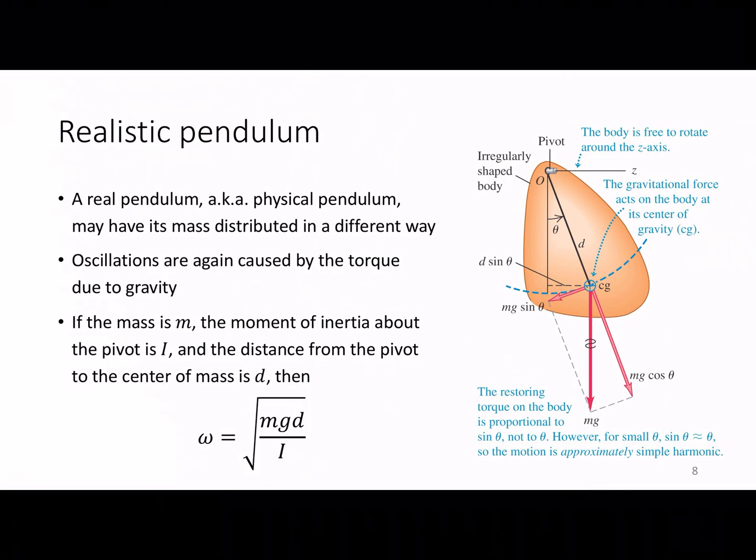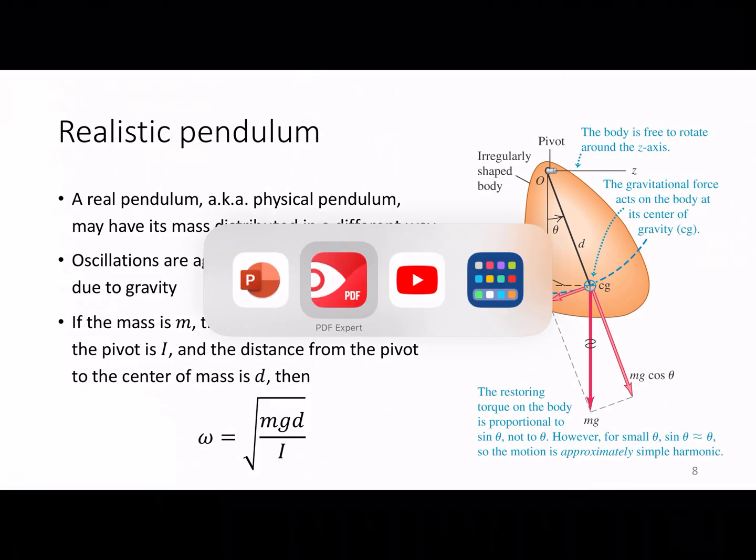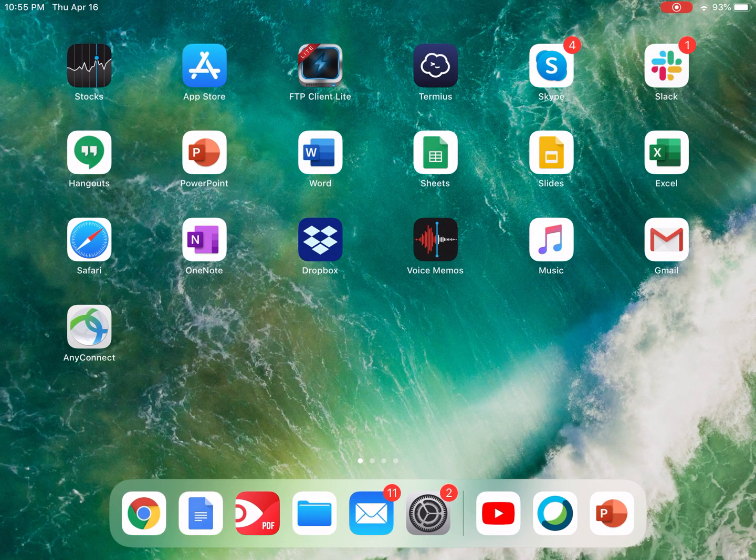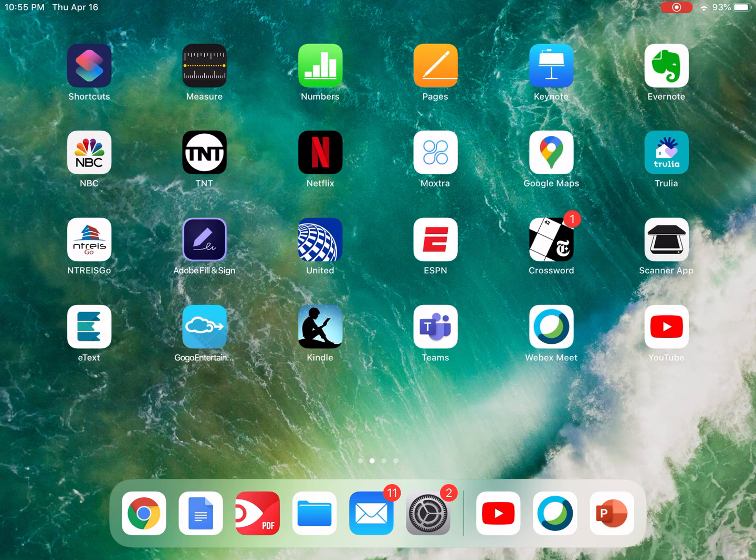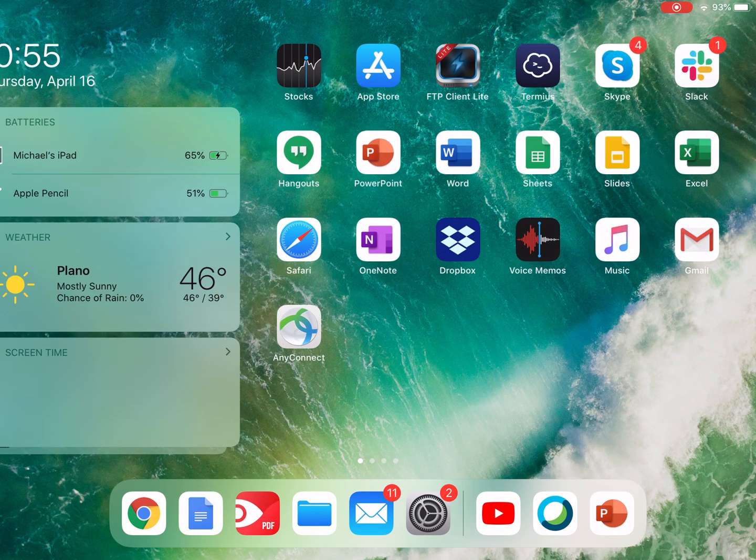In reality, of course, we have realistic pendulums, also called physical pendulums. And the key difference here is that in a physical pendulum, the mass isn't quite all distributed at that pendulum bob. So I'll try to show this, probably fail, but let's have the fun. Go ahead and open up the camera here.